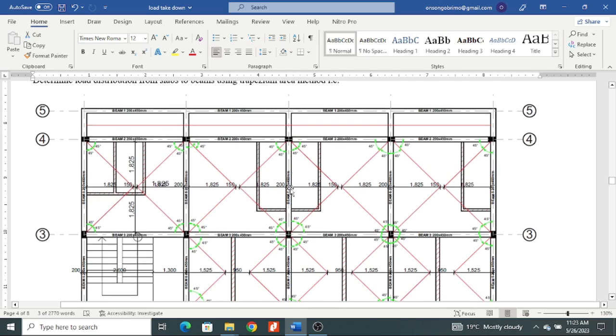When you consider this, you have this triangle, the loading will come here, and you have this triangle, the loading will come here. And sometimes, like in this case, we have partition walls. These, I believe, are 100mm thick walls. These loadings you should distribute them as they are.